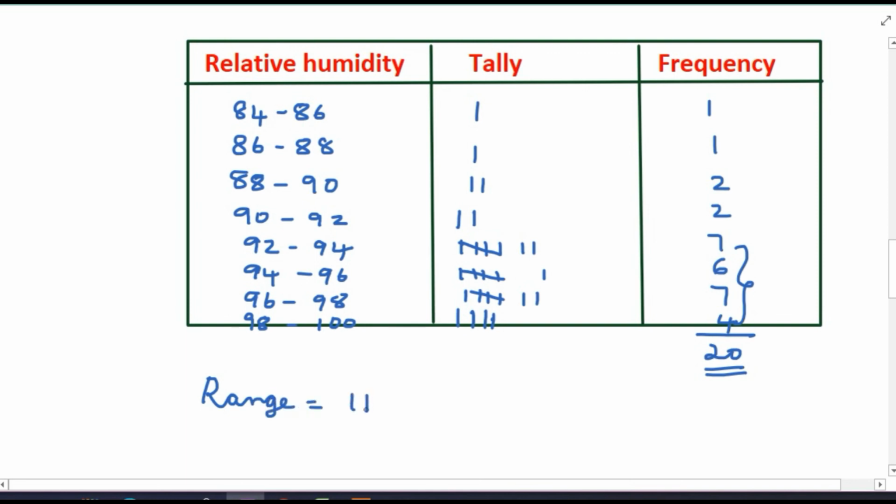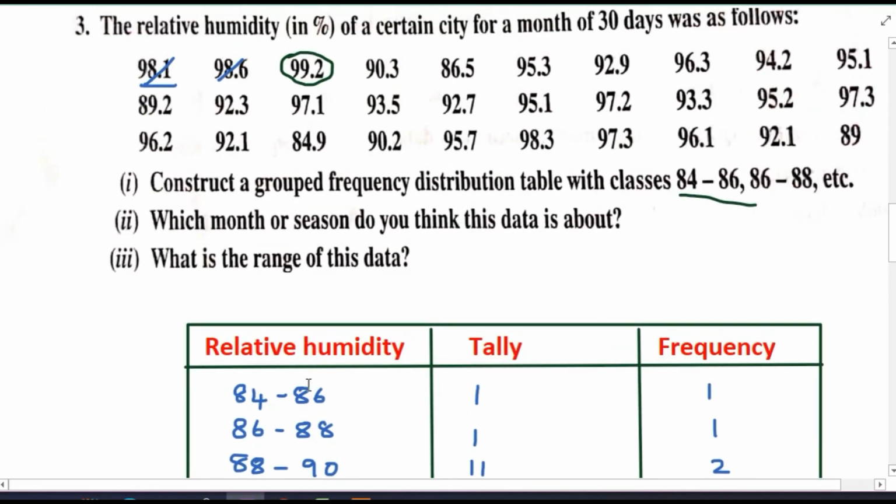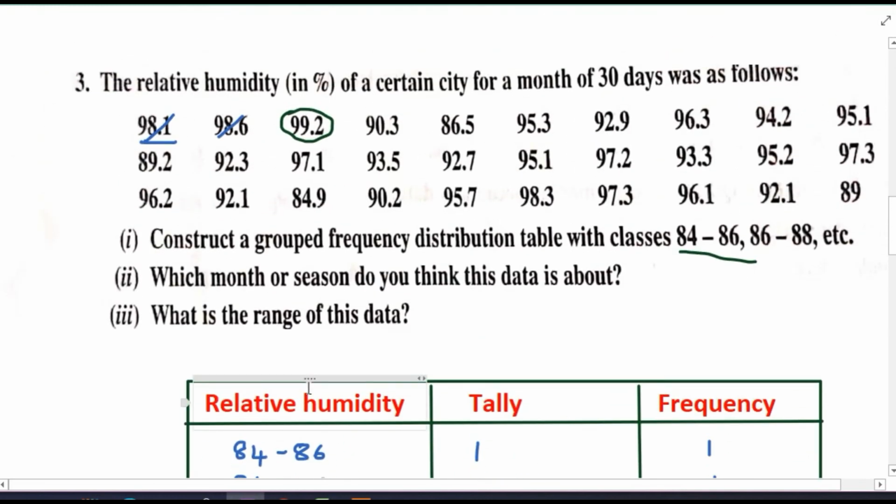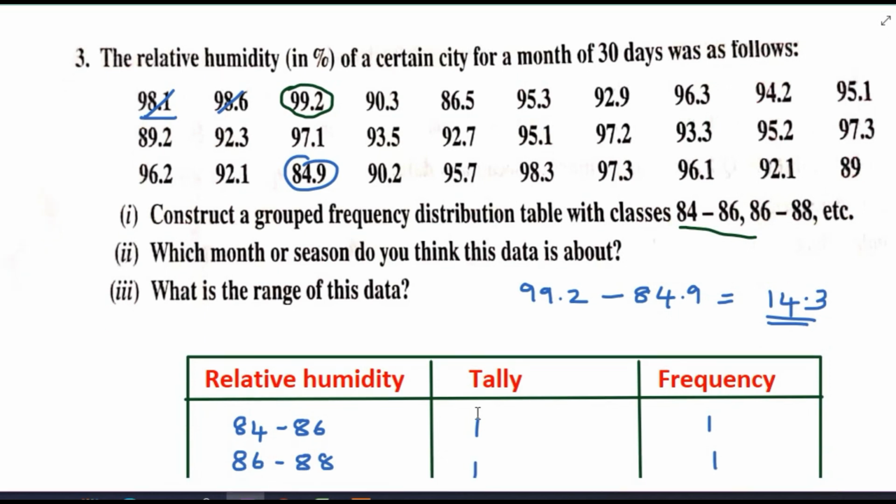Range means maximum value minus minimum value. So we'll find out the maximum value from the table. Maximum value is 99.2 and minimum value is 84.9. You can see 84.9 is the minimum value. So when you subtract this, the range is 14.3. So this is how you will prepare the group frequency distribution table.